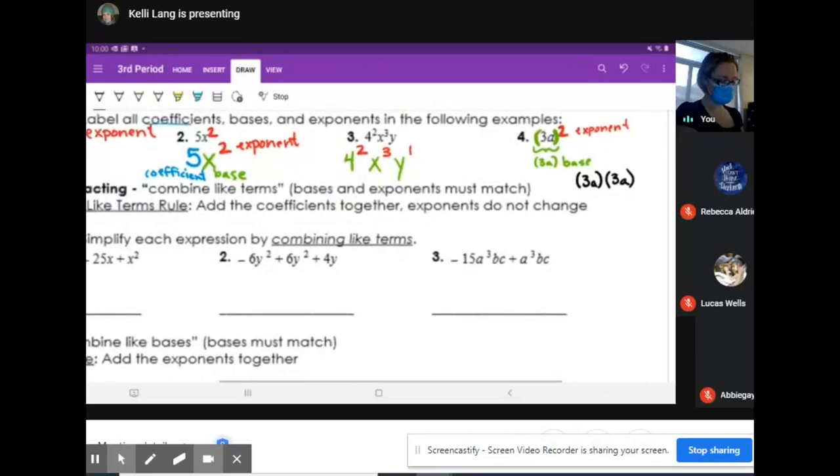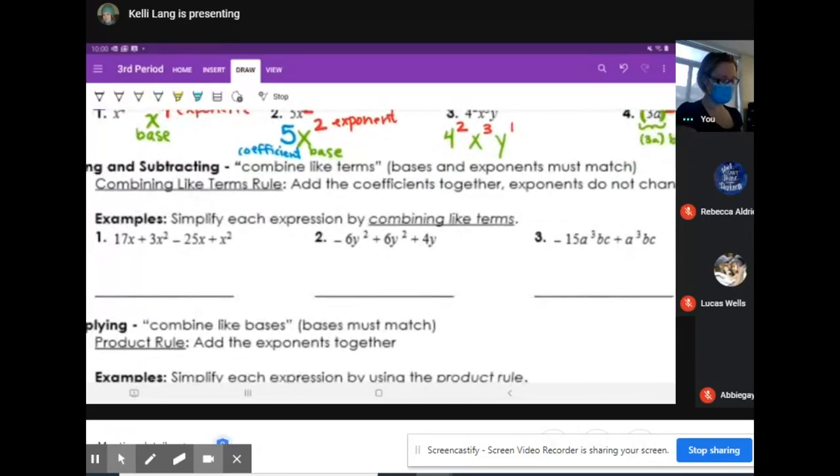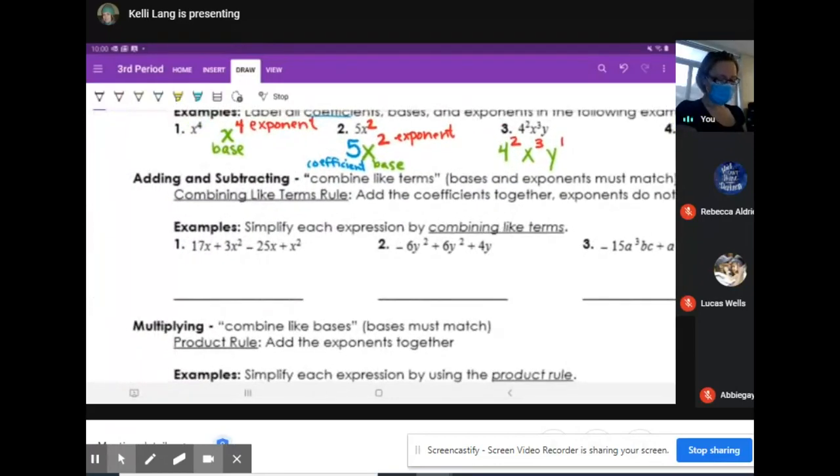We're going to move on to a real rule here. We do in algebra a lot of things like adding and subtracting terms, and often those terms have bases and exponents in them. So we need to talk about the rules we use when we add things together. When we are adding and subtracting, the rule we use is combining like terms.